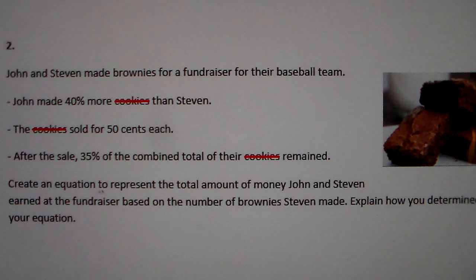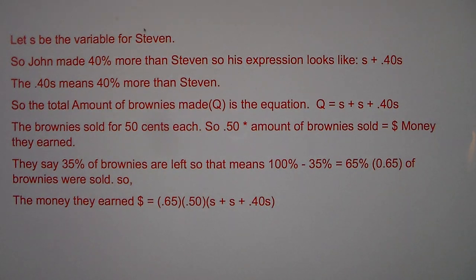Next, you are to create an equation to represent the total amount of money John and Stephen earned at the fundraiser based on the number of brownies Stephen made. Explain how you determine the equation. So let's do that. Let S be the variable for Stephen. So S stands for the number of brownies that Stephen made. John made 40% more than Stephen, so his expression should look like S plus 0.4S. S stands for the number of brownies that Stephen made, plus the 0.40 stands for the 40% more brownies, because John made 40% more. So it's going to be S plus 0.40S: the amount Stephen made plus 40% more.